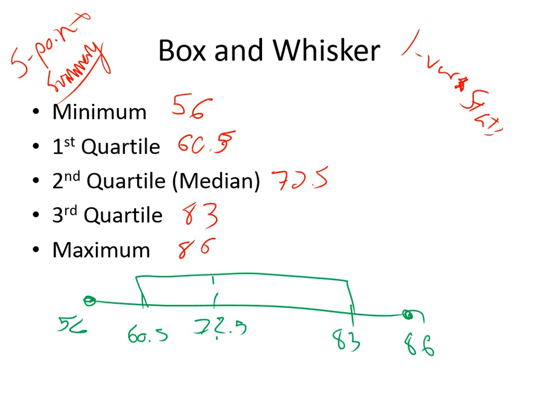And then what you're going to do is box your quartiles all together. Okay? And that is your box and whisker plot. As you see, you have your box and you have your whiskers coming off on either side. Okay? So that's your box and whisker.